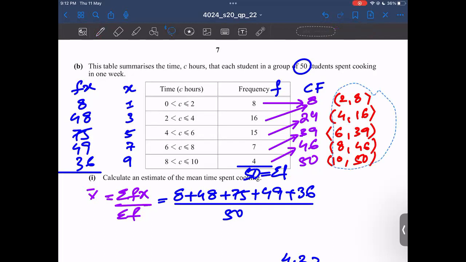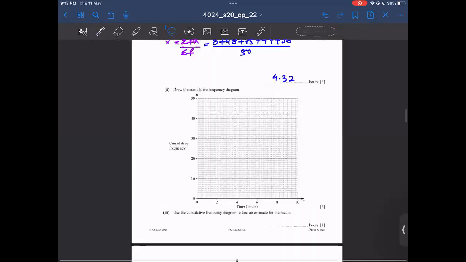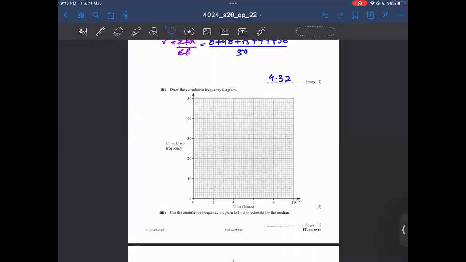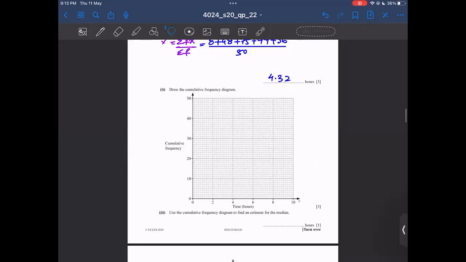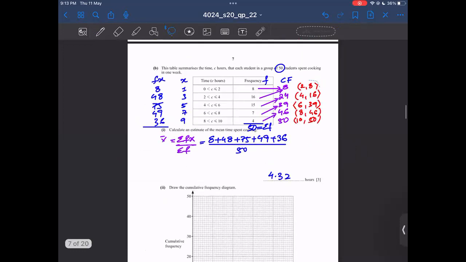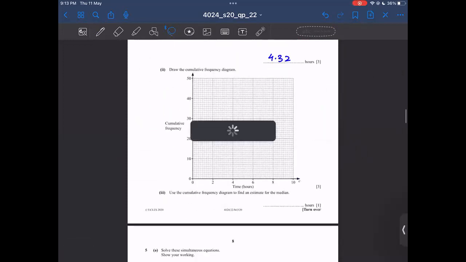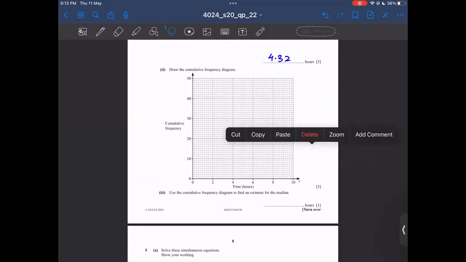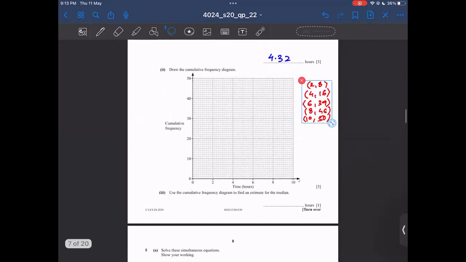Let's just copy out these points so that it makes it easier for us to draw the cumulative frequency diagram. All right, so we have these values, these points.